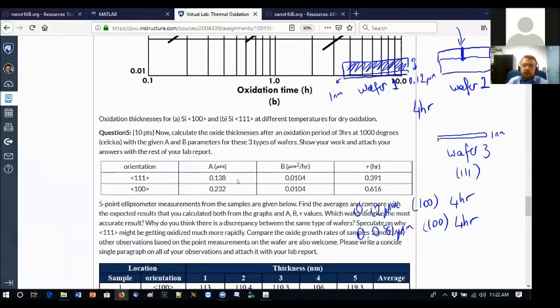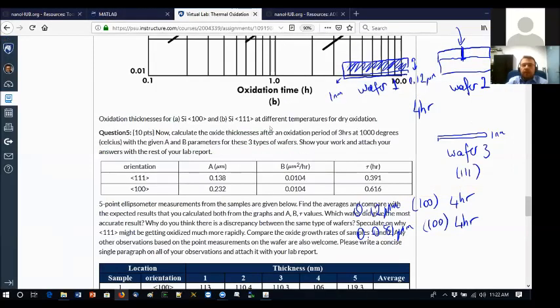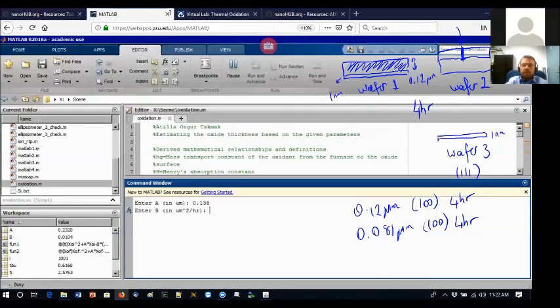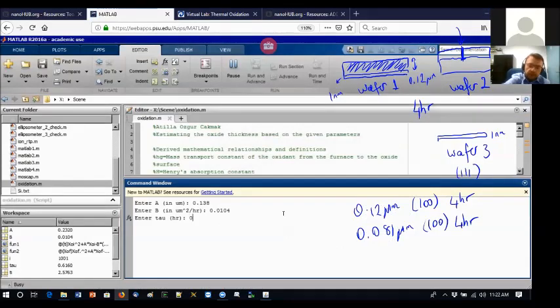I will let you know the parameters. So A is 0.138, so let's enter 0.138. And B is the same. So if you write 0, it's going to come up. And the tau is 0.391. These three parameters. And then it's going to ask us the initial oxide. I will again enter the native oxide of 10 angstroms, meaning 1 nanometer.